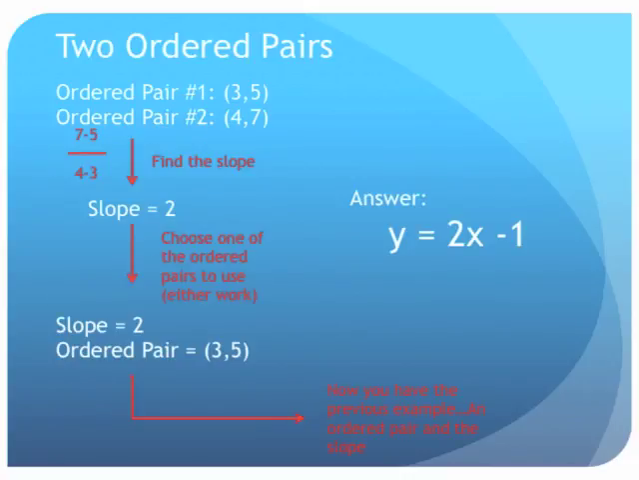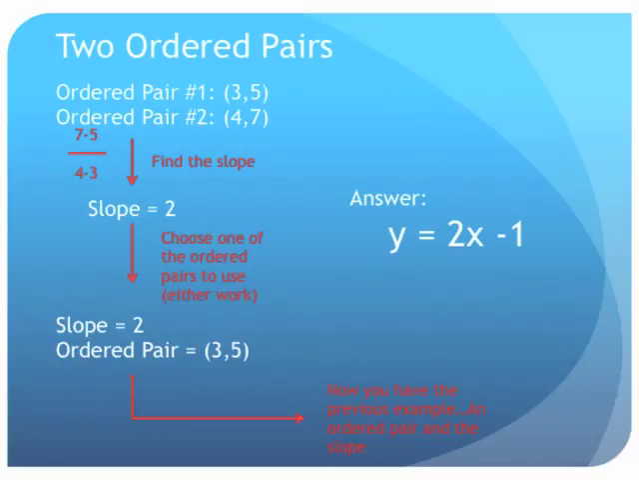If you are given 2 ordered pairs, then you first have to find the slope. So, the slope formula is y sub 2 minus y sub 1 divided by x sub 2 minus x sub 1. So, in this equation, that would be 7 minus 5 divided by 4 minus 3. That simplified equals a slope of 2. Now you have the slope and an ordered pair. You can use either of the ordered pairs from above.